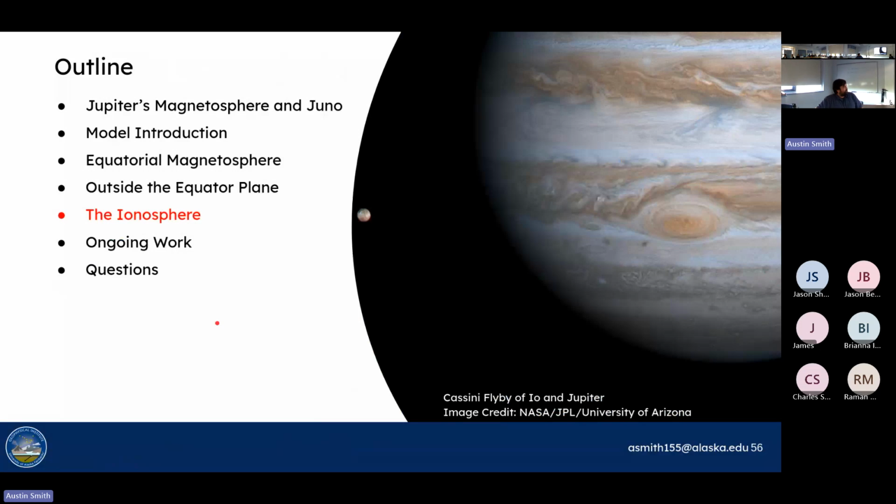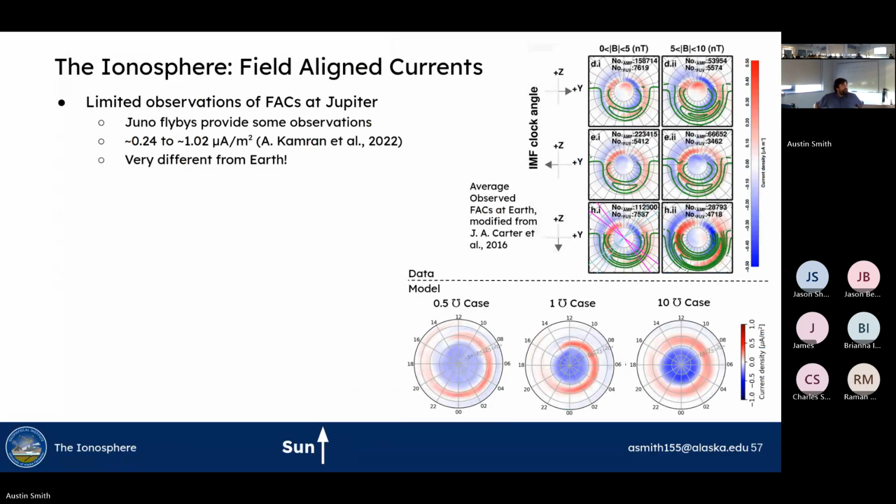So now moving on to the ionosphere. As far as MI coupling, a lot of people think of field line currents, but at Jupiter, there are actually fairly limited cases of field line current observations, and this is because it's very difficult to tease out from the magnetic field instrument what the field line current actually is, because the magnetic field at the pole is incredibly strong. But with the couple of flybys, which are taken from around this region here, we have values of about 0.25 to 1 microamp per meter squared.